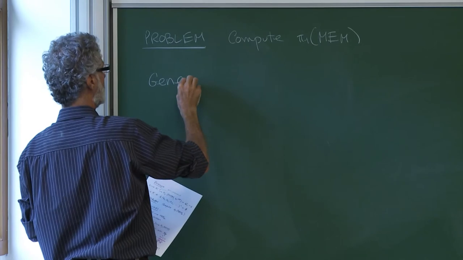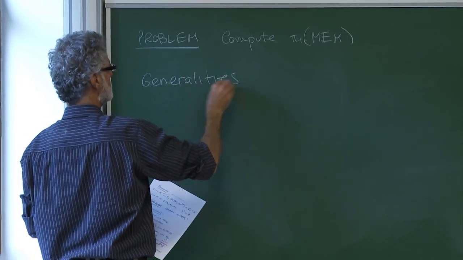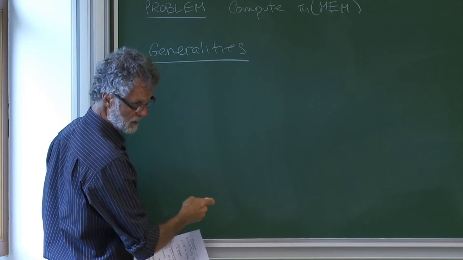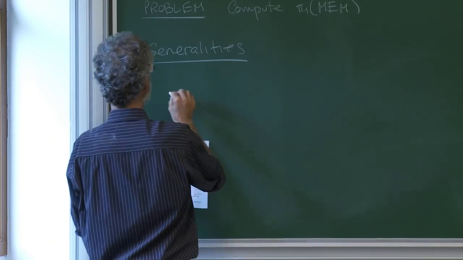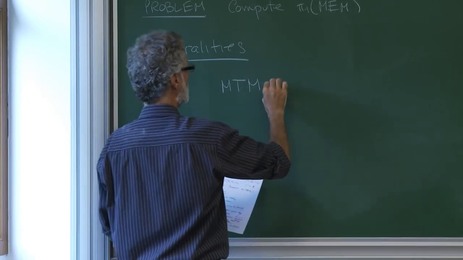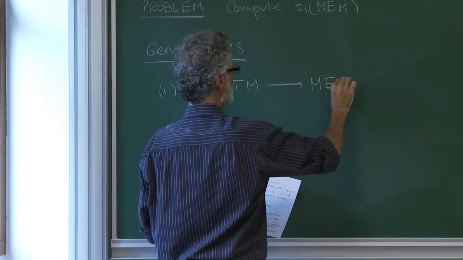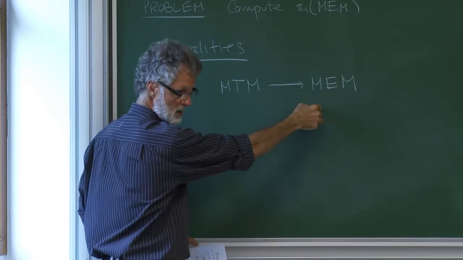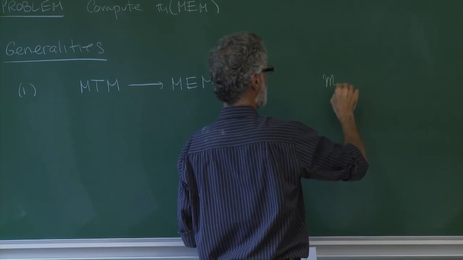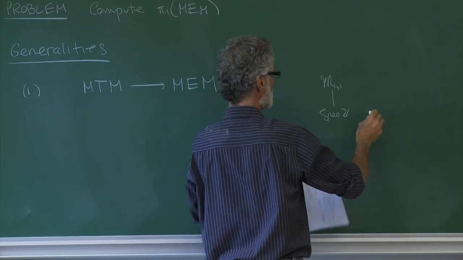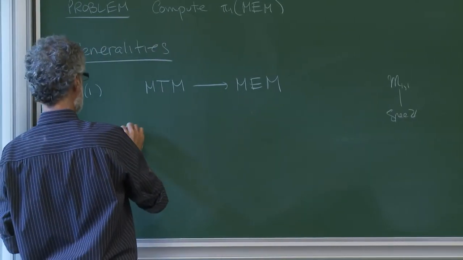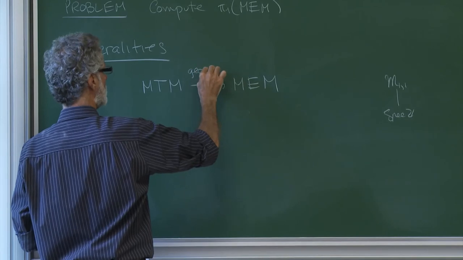So let me start with generalities. Most of this is very soft, with one exception. The first statement is, well, we have a functor from mixed Tate motives into mixed elliptic motives. This just takes a mixed Tate motive to the geometrically constant things. So we've got M_{1,1} and we map down to Spec Z, and you can take a mixed Tate motive over here and pull it back here. So these are the geometrically constant guys.